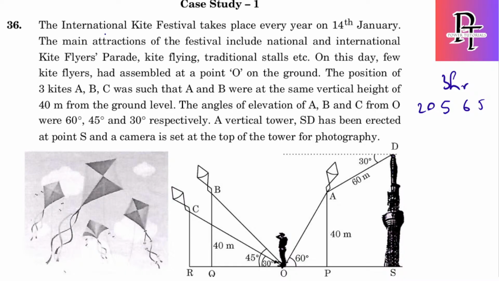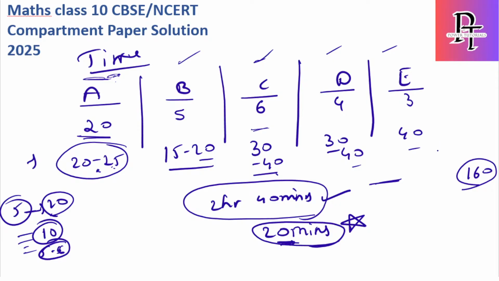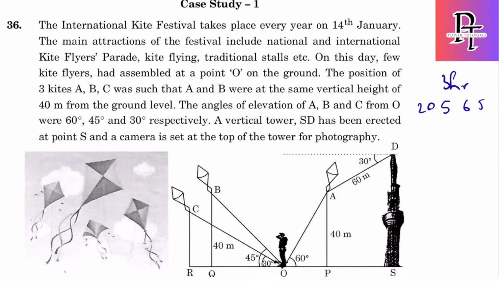Case study 1. The International Kite Festival takes place every year on 14 January, and now it's around 12:07, so we'll try to solve it by around then. My target, as I mentioned, for section E is 40 minutes, but I will try to solve it with the options by 40 minutes. Okay, that is my target.